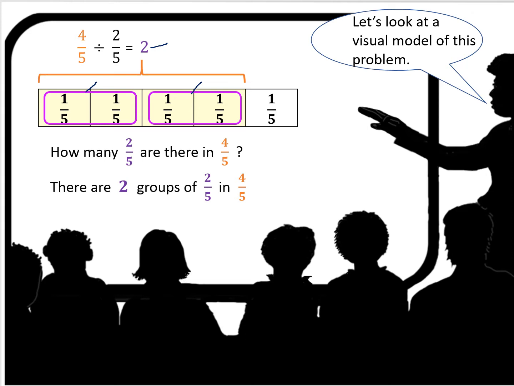Now, how would I check to find if that solution is correct? Well, I'm going to take my quotient, which is 2, that's 2/1, and I'm going to multiply it times the divisor, which is 2/5, and I should get the dividend, which is 4/5. 2 times 2 is 4, and 1 times 5 is 5. And there we have it. That's our check.